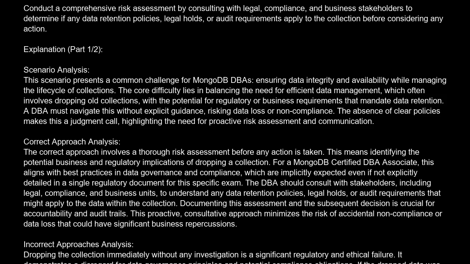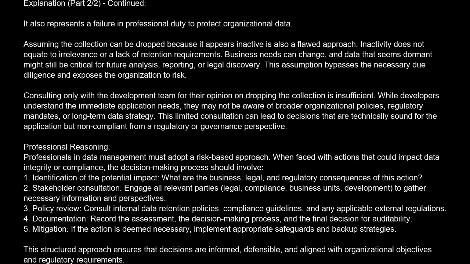Incorrect approach analysis. Dropping the collection immediately without any investigation is a significant regulatory and ethical failure. It demonstrates a disregard for data governance principles and potential compliance obligations. If the dropped data was subject to a legal hold or retention policy, this action could lead to severe penalties, fines, and reputational damage. It also represents a failure in professional duty to protect organizational data.